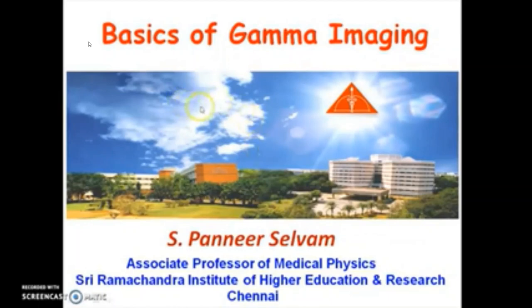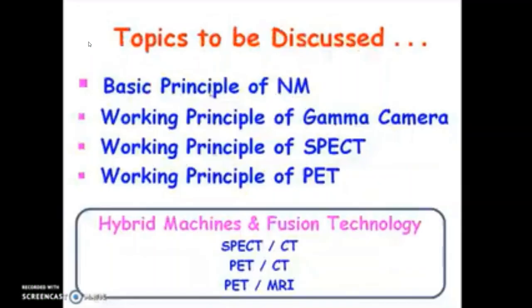Today my topic is going to be on basics of gamma imaging. Gamma imaging means nuclear medicine. The topics which I am planning to discuss today are basic principle of nuclear medicine, then working principle of gamma camera, working principle of SPECT, working principle of PET, and finally a little bit about hybrid machines and fusion technology, that is about SPECT CT, PET CT and PET MRI.